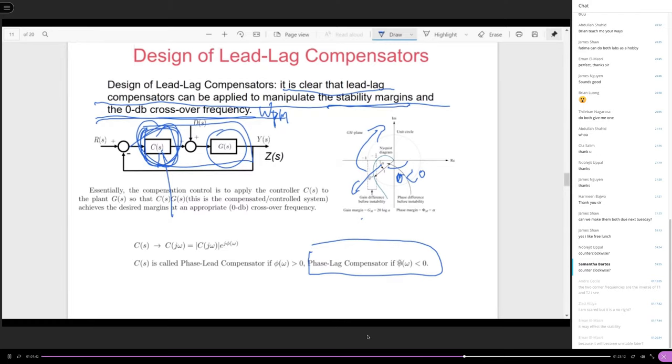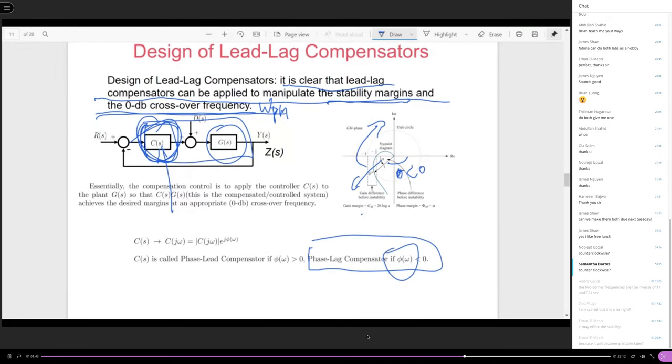And if you have too much negative phase, then you're gonna rotate this plot this way, you see? If you rotate the plot clockwise too much, then the phase margin will become negative. So the system will become unstable. So now you can see that potentially the phase lag compensator actually is harmful for the stability margin. The phase lead compensator is gonna be helpful for the stability margin.